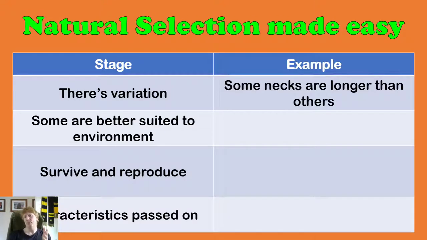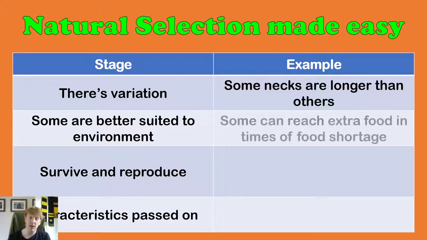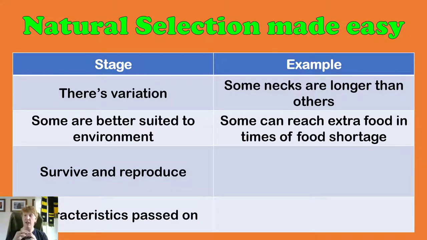Here we go. So, example. There's variation. We have a species and some necks are longer than others, all right? So some are better suited to their environment. So let's have a look at this example. Because some necks are longer, they can reach extra food in times of food shortage. So if there's a drought and all the grass disappears or something like that, these individuals with the longer necks will be able to reach higher in the tree and get more food.